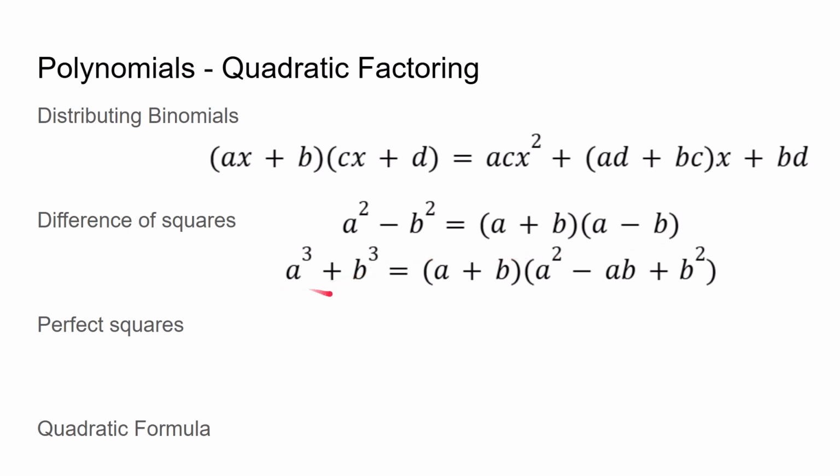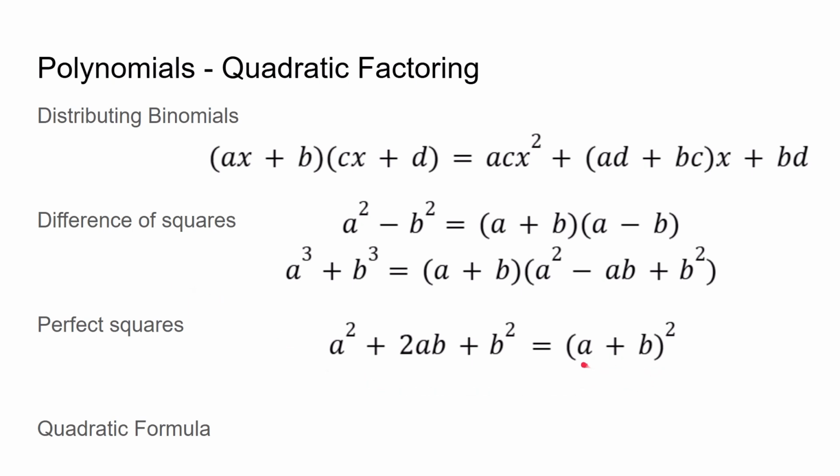So the general formula for the sum of cubes is if you have a cubed plus b cubed, you can factor that into a plus b times a squared minus ab plus b squared. And you can also have b be negative, and you can just use this formula, but there's also a difference of cubes formula where it just takes that into account already. So it'd be a cubed minus b cubed is equal to a minus b times a squared plus ab plus b squared.